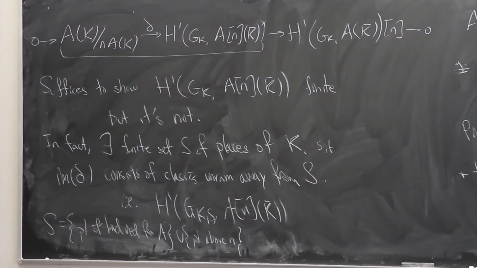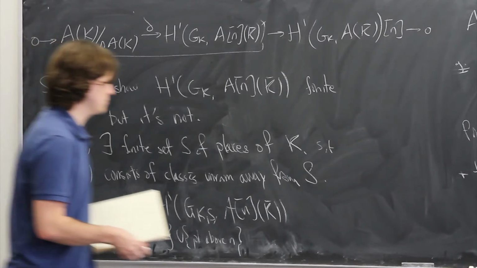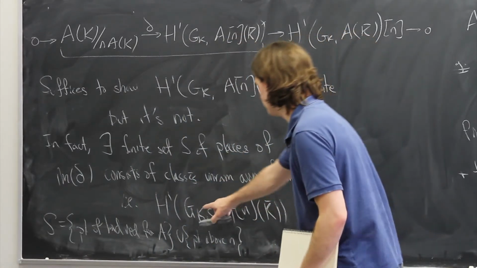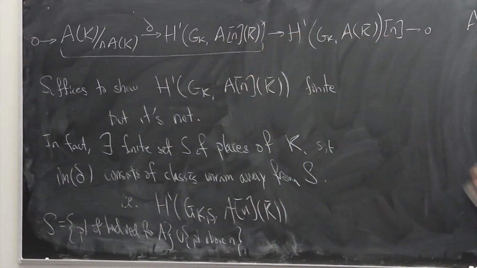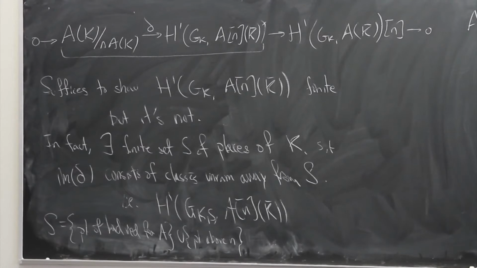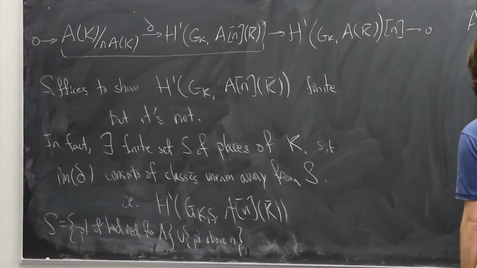Okay, so we haven't talked about good and bad reduction of abelian varieties yet. But after we talk about group schemes, we'll come back and see why this is true. So it suffices to show that this H1 is finite. And that is true. And here's how to prove that.